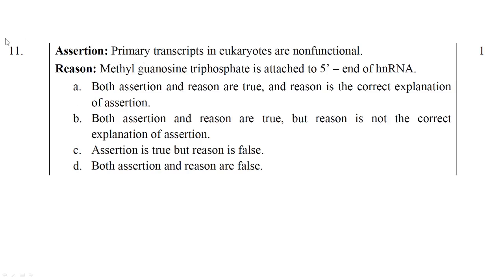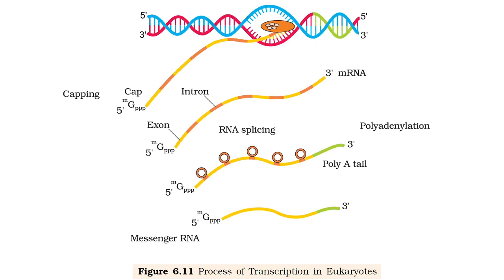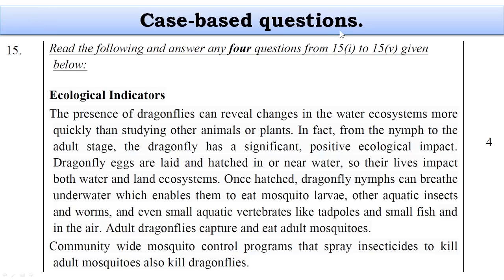So in such types of questions, you have to read both of them carefully, and then make a proper selection from here. Don't jump to conclusions. You have to apply all the knowledge that you have studied. So this is the assertion-reason type of question. Now the second type of question that is included in section A is case-based questions. There are two case-based questions in section A.